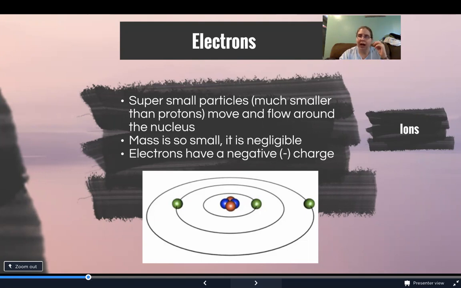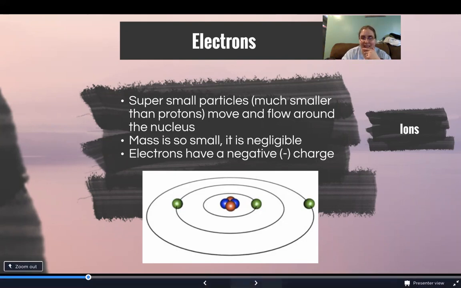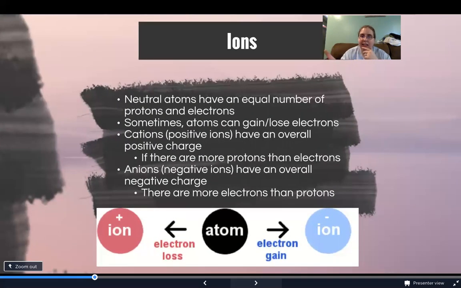But if I put a positive proton and a negative electron close to each other, they will attract because they have opposite charges. And sometimes we can get what are called ions. Now, ions are what happens when an atom gains a charge. Normally, a lot of times, atoms are neutral. And what that means is that they have the same number of protons as electrons, so that the charges balance out.